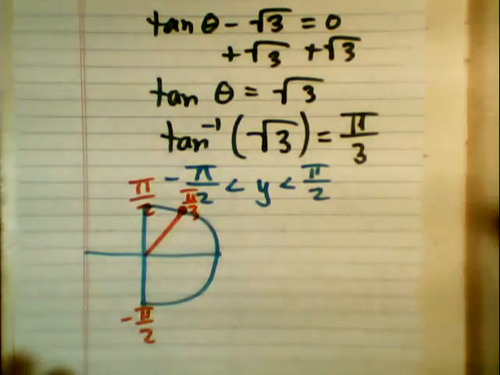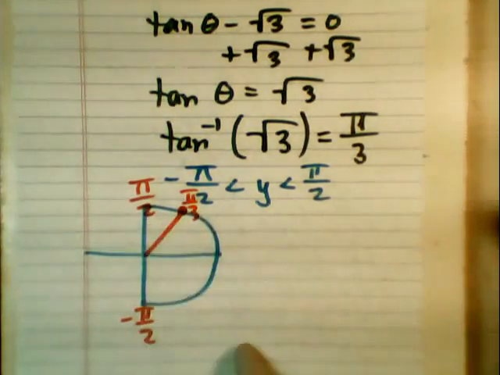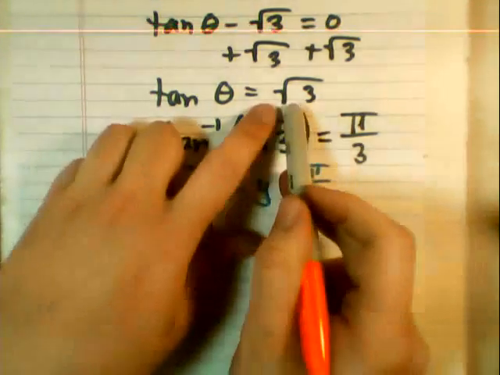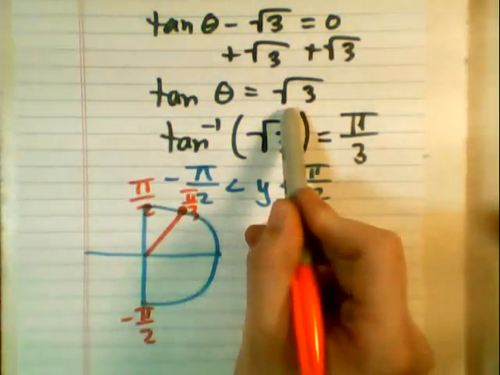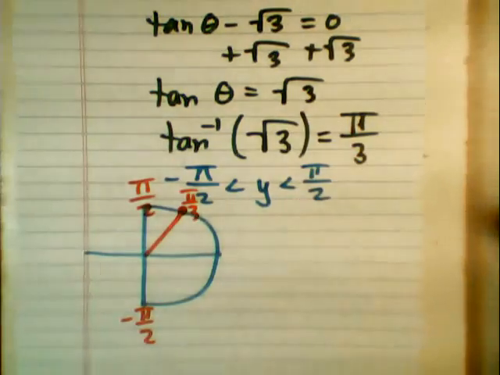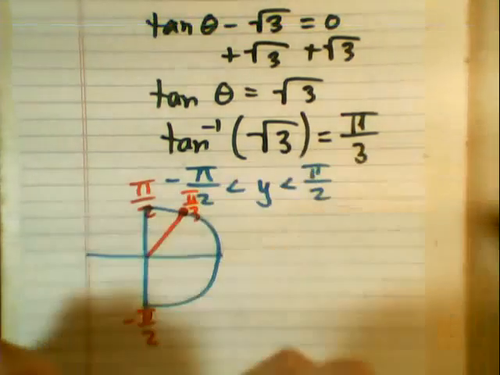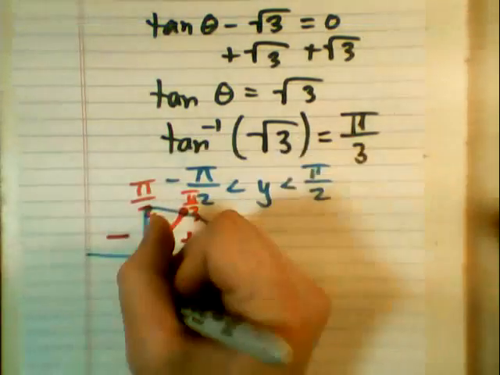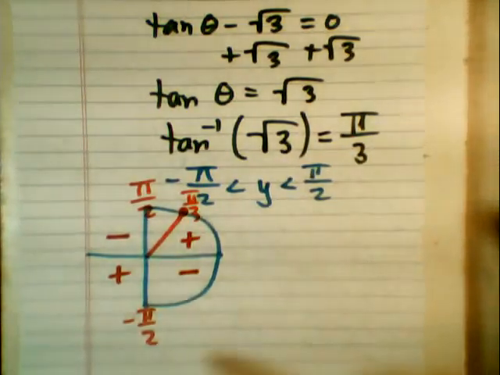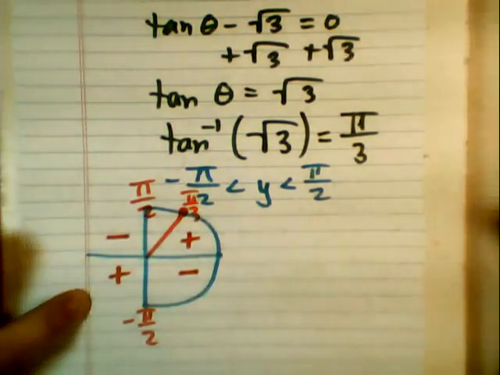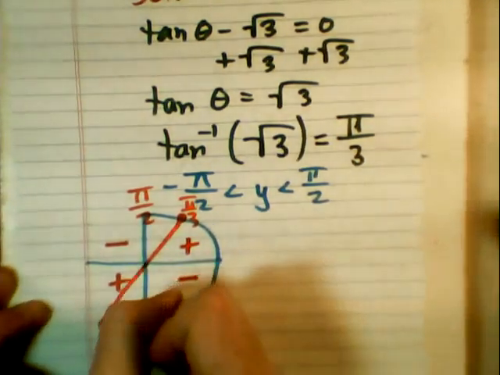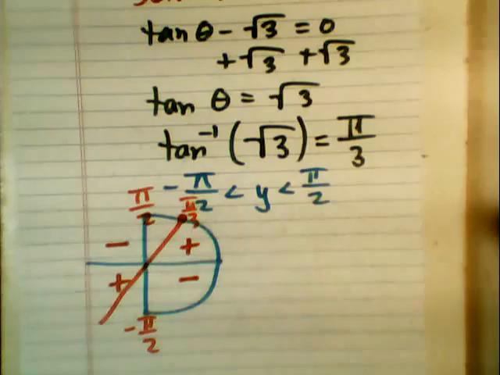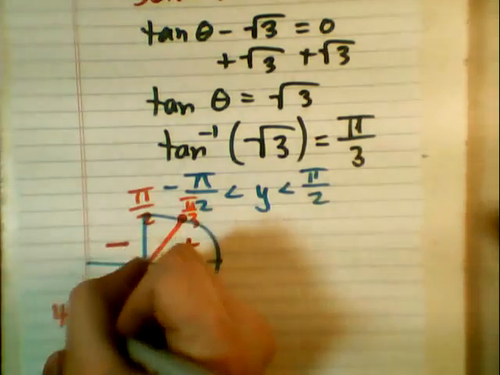So how you find that is you have to reflect this into another quadrant. And to know which quadrant it is, you look at tangent. So this value is positive. So we want to find the other quadrant where tangent is positive. Well, tangent is positive here, negative here, and again positive here. So we need to reflect this line into quadrant 3. And then you find what value that is by just using whatever pi over 3 is in that quadrant. And I know that it's 4 pi over 3.